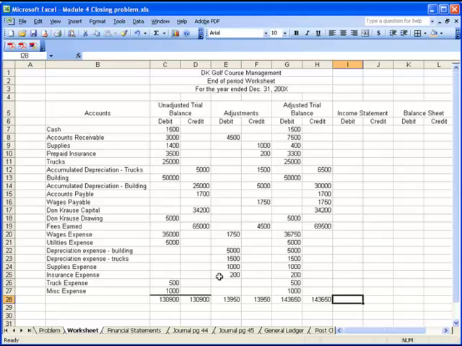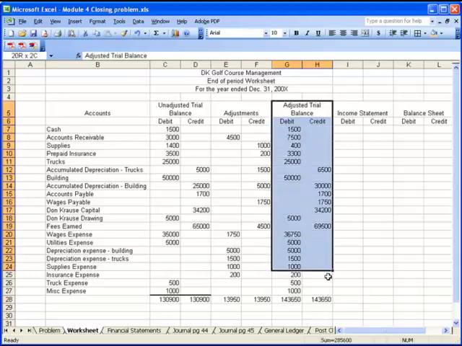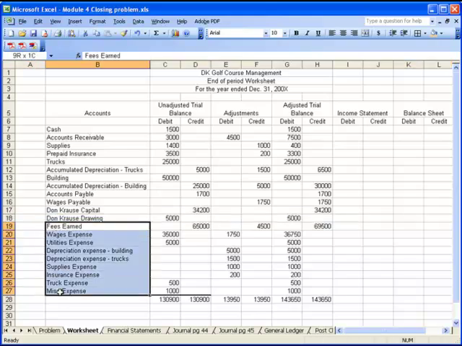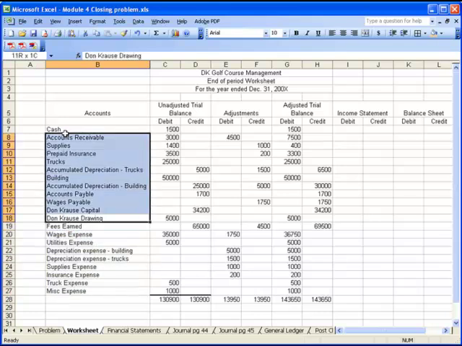Now, the next step in completing the worksheet is to transfer the information from the adjusted trial balance either into the proper income statement column or balance sheet columns. Now, since we have all of our accounts listed here and we didn't have to add any accounts at the bottom, it's very easy for us. We just draw a line right here at the drawing account, and everything below that are income statement accounts. There's our revenue and expense accounts, and everything above it, including the drawing, goes to the balance sheet column.